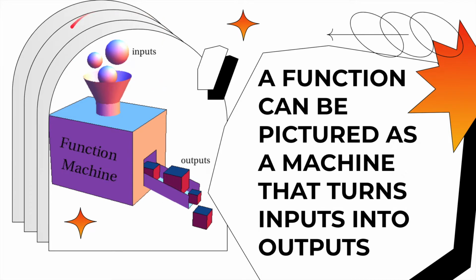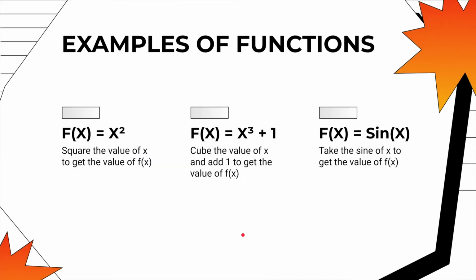So these here are the inputs or the x values, and the function turns them into outputs or the y values. Examples of functions: f(x) equals x squared. To find the value of f(x), you square the value of x. f(x) equals x cubed plus 1. You cube the value of x and then add 1 to get the value of f(x). And lastly, f(x) equals sine x. You take the sine of x to get the value of f(x).